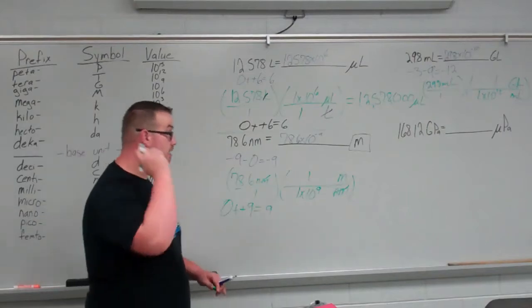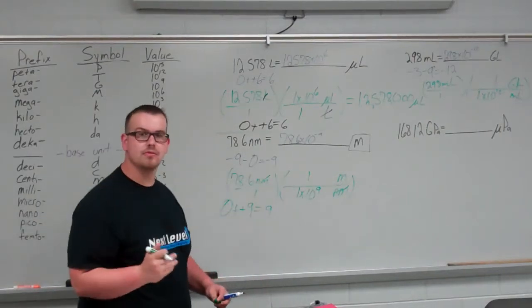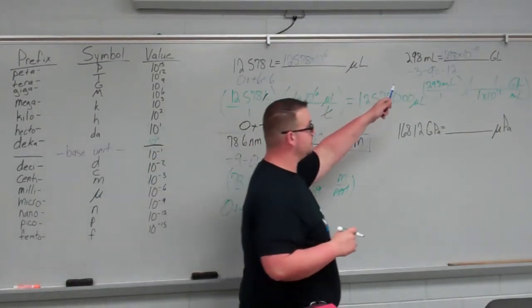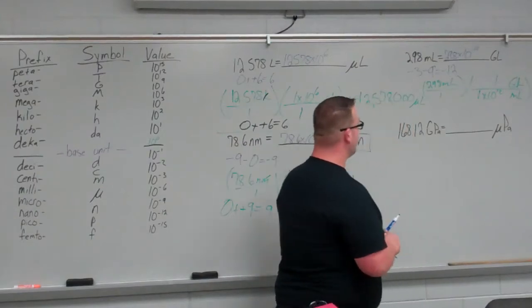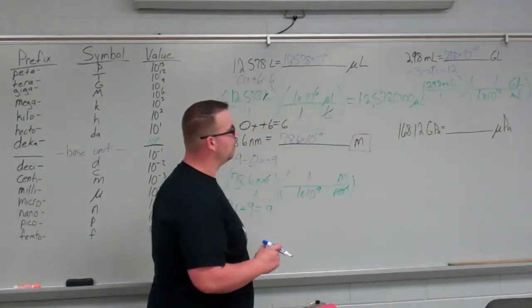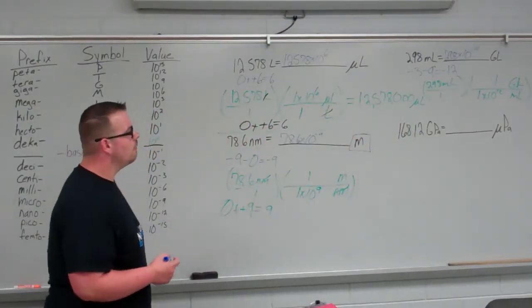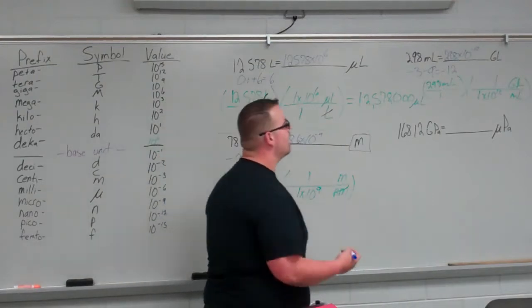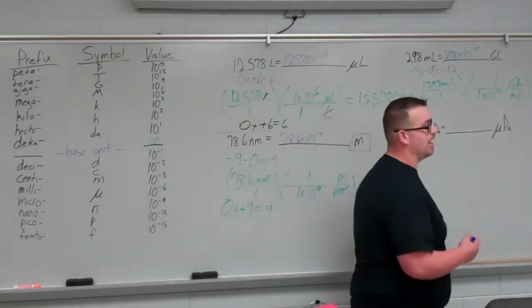Hopefully you're getting a feel for this. I'm not going to punch in the calculator again. If you need to, go ahead and do it. You should still come up with that top answer up there. Alright, going down here to the second one. 168.12 gigapascals equals how many micropascals?